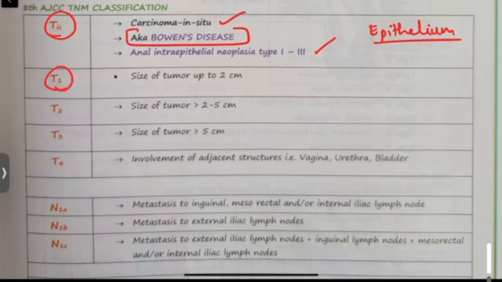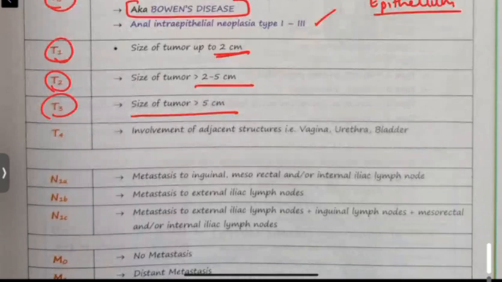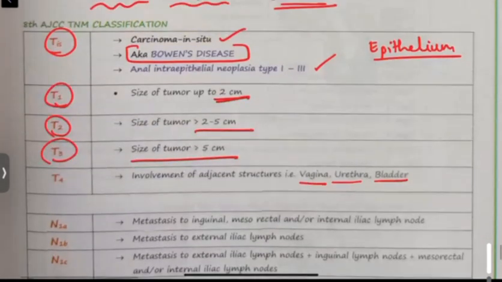T1 is size of the tumor up to 2 cm. If more than 2 cm up to 5 cm, T2. More than 5 cm, T3. T4 means involvement of adjacent structures like vagina, urethra and bladder. Okay, so this is T staging.